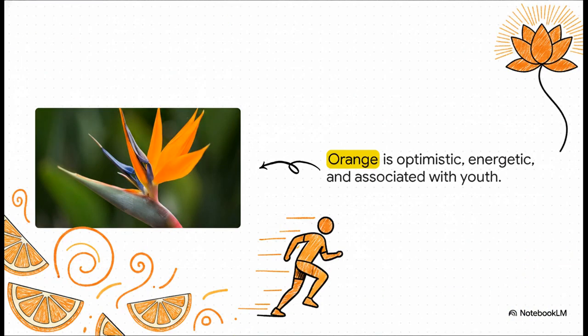Moving on to orange. Orange instantly connects our minds to warmth and energy, kind of like citric juices or the striking orange petals of the bird of paradise flower. Compared to red, orange is considered younger, more joyful, and honestly far less aggressive. Its energetic optimism links it directly to youth and outdoor sports. And in a cultural context, deep orange is a highly auspicious color for Buddhists, representing success and a long, full life.